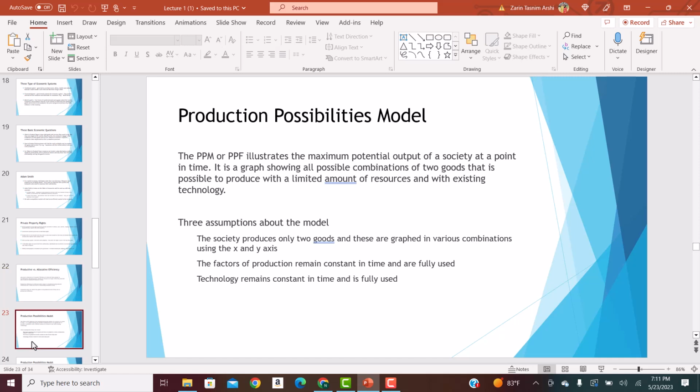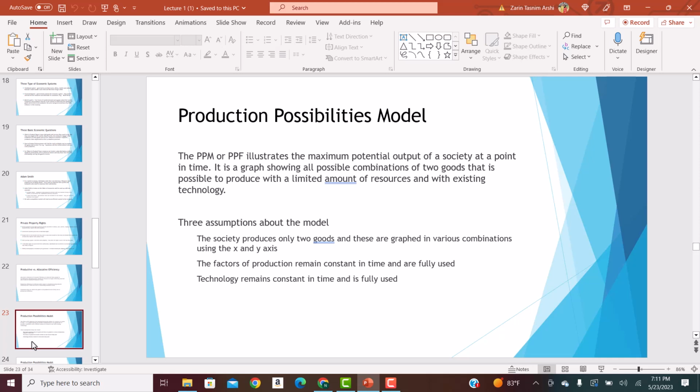We're now going to look into the production possibility model. This is basically a graph, or diagram, that illustrates the maximum potential output of a society at a point of time. So this is a graph, and I'll draw the graph shortly. This is a graph that shows all possible combinations of two goods or services that it is possible to produce with a limited amount of resources and with existing technology.